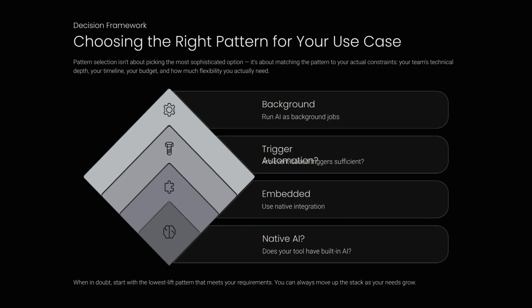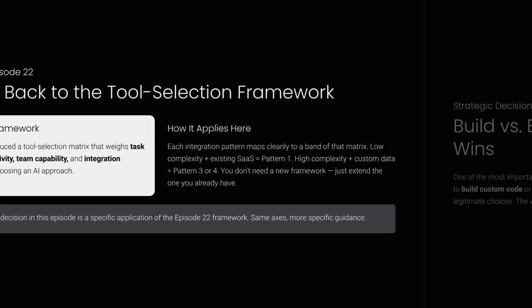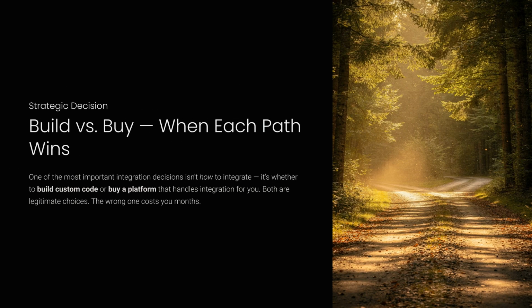Choosing a pattern isn't about using the most advanced tech. It's about matching the solution to your actual constraints, including your team's depth, timeline, and budget. This integration framework is a direct extension of the selection matrix we covered in episode 22, focusing on the same balance of task complexity and integration requirements. A critical strategic decision is the build versus buy trade-off. Choosing the wrong approach can lead to months of wasted development time, so select your path carefully.